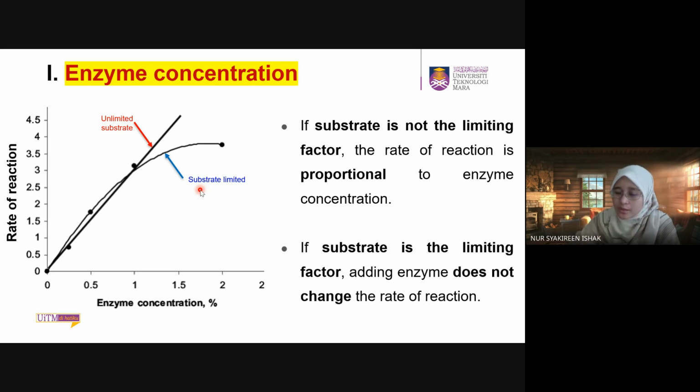Okay, so it says here, if substrate is not the limiting factor, the red graph here, you have a lot of substrate, unlimited, so the rate of reaction is proportional. As you increase the enzyme concentration, the rate of reaction will keep on increasing. Okay, but if the substrate is the limiting factor, the blue one here, adding more enzyme will not help to increase the rate of reaction, because you have only a certain amount of substrate added into the reaction. Okay, so this is the point where the rate of reaction reaches a constant rate of reaction.